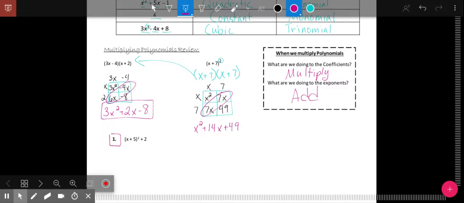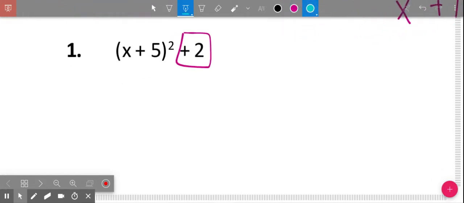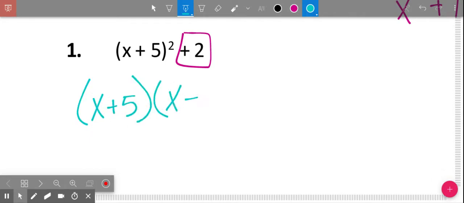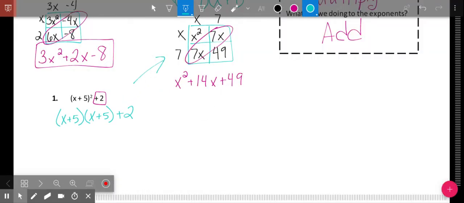So looking at number 1, I have x plus 5 squared plus 2. So the difference with this one is we've got the plus 2. So the first thing we're still going to do is expand our problem. So I'm going to rewrite this as x plus 5 times x plus 5. And then I'm just going to bring down the plus 2. Once I have this expanded, I'm going to set up my box. So it's really going to be just like what we did up in this one.